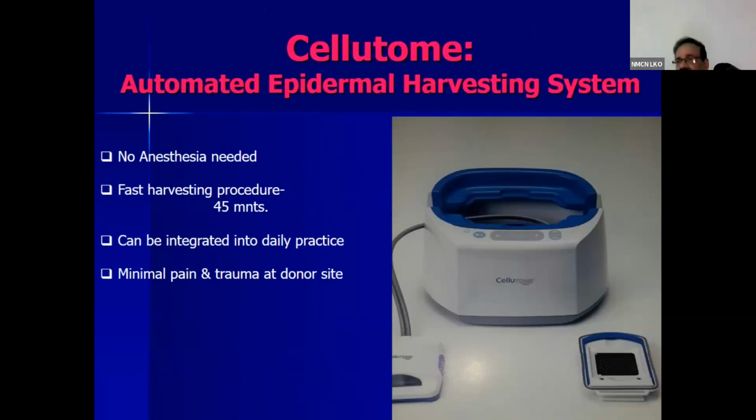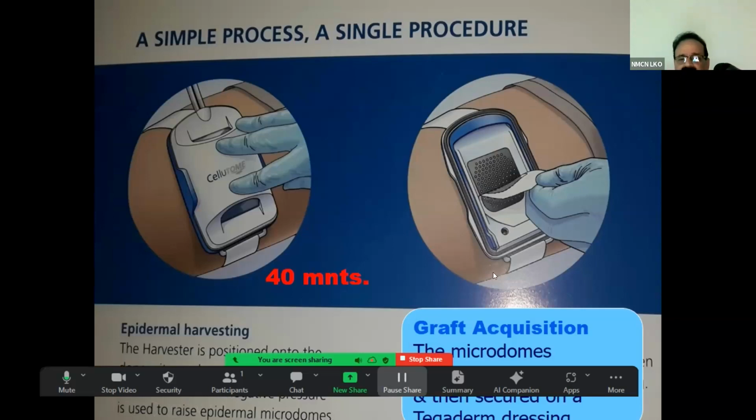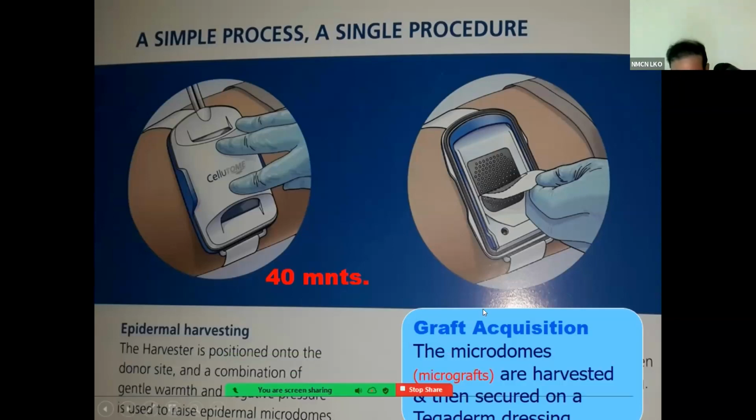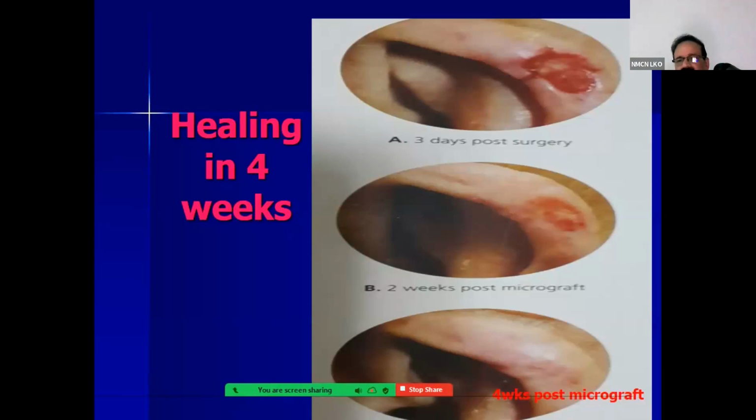Then Cellutome, this is also a new modality. It is an automated epidermal harvesting system in which no anesthesia is needed. The harvester is positioned onto the donor side, and a combination of gentle warmth and negative pressure is used to raise the epidermal microdomes. Over these microdomes, the Tegaderm dressing is put, and they are harvested, and this is applied over the wound. So this is a very simple technique for a small wound like this wound over the pinna of the ear. This is effective.